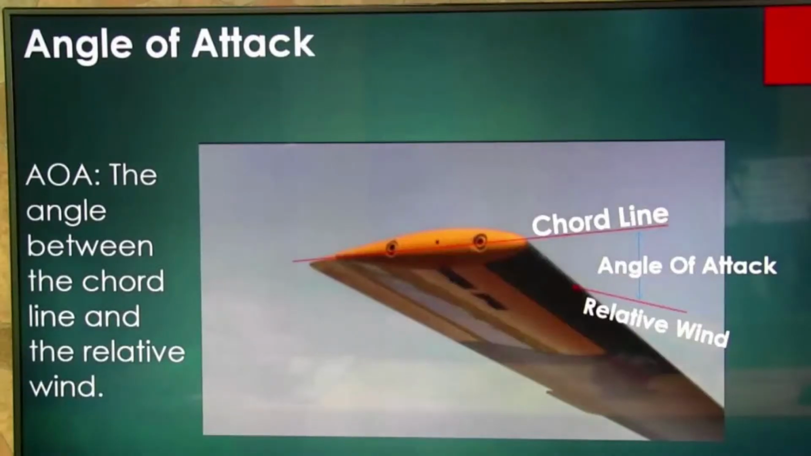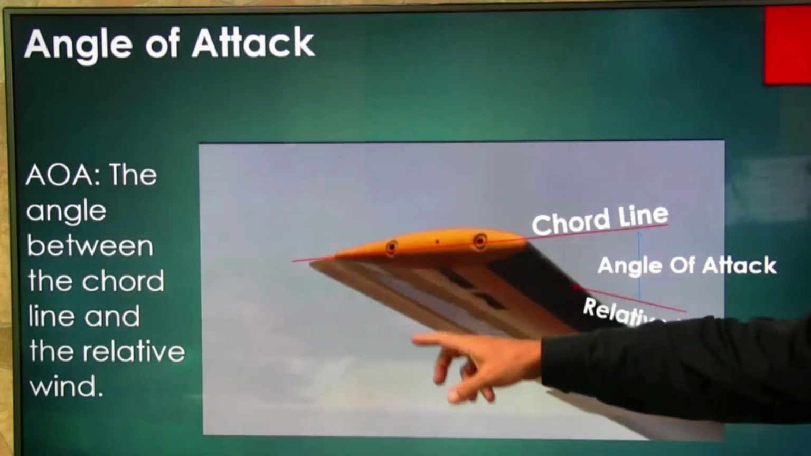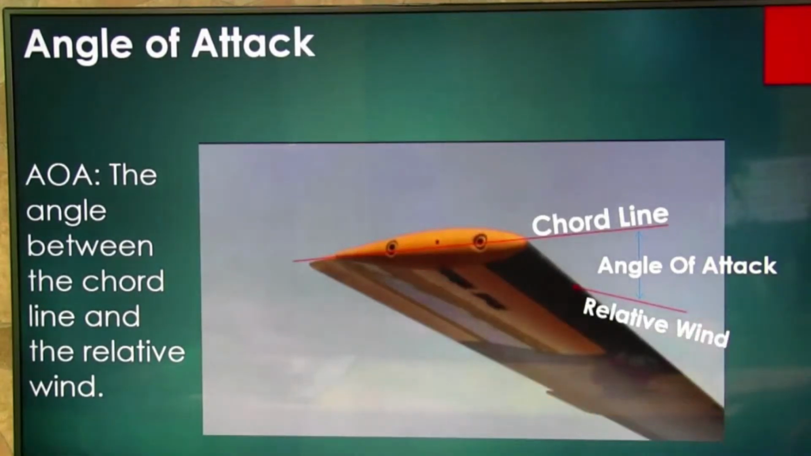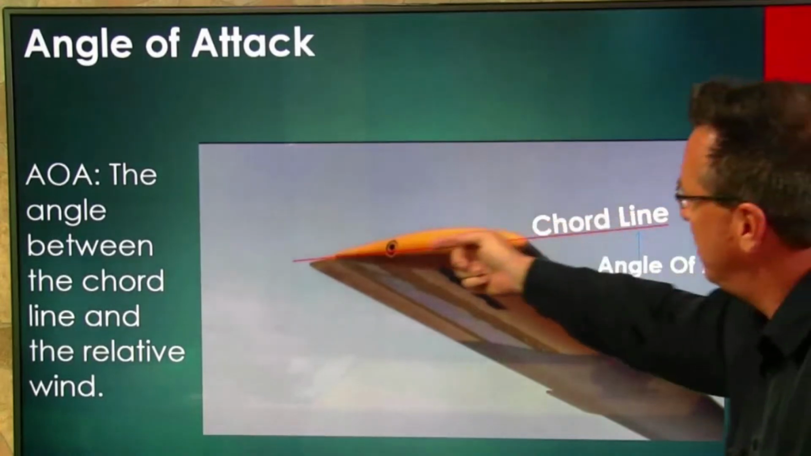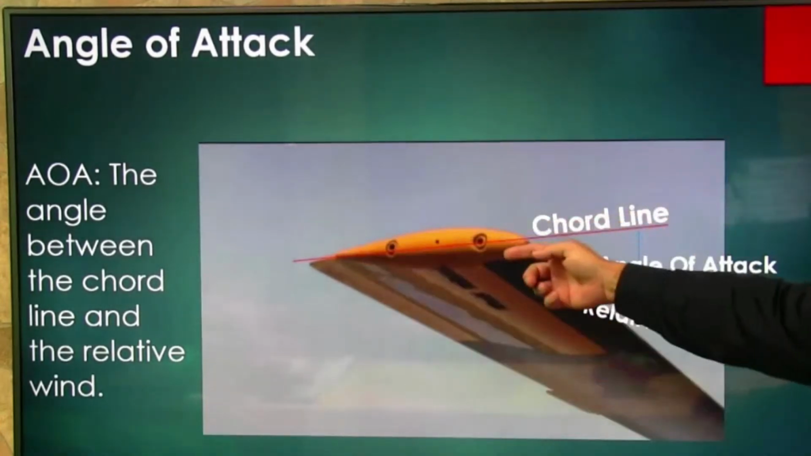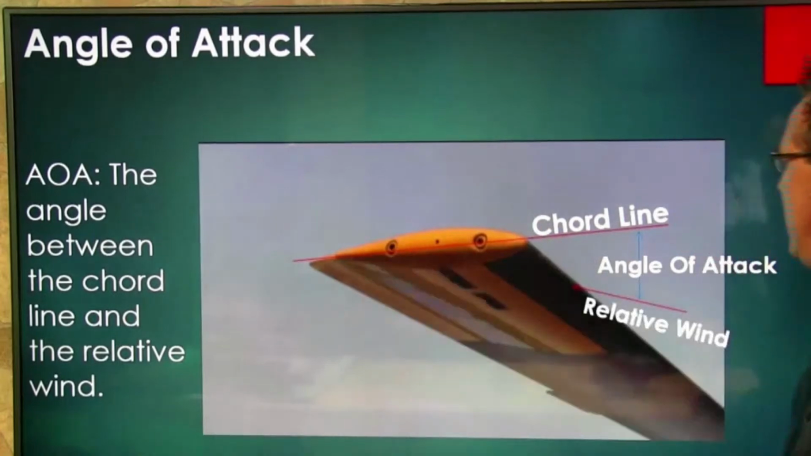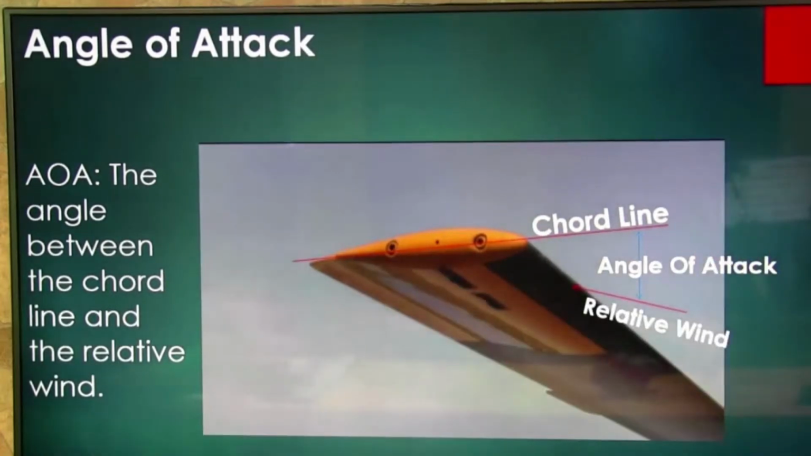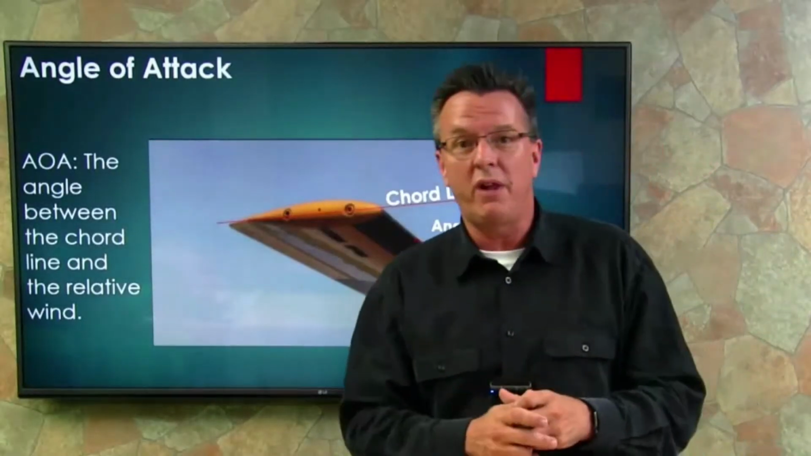Angle of attack, chord line, relative wind. You're going to need simple definitions for these. Angle of attack is the angle between the chord line and the direction of the relative wind. Chord line is a line going through the center of the rotor blade from the leading edge to the trailing edge. And the definition for relative wind is the airflow in relation to the airfoil, the direction of the surrounding air. So there you go on the 4 forces of flight.